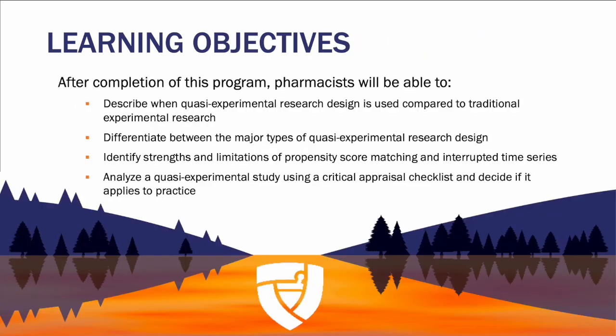The learning objectives for this presentation are to describe when quasi-experimental research design is used compared to traditional experimental research, to differentiate between the major types of quasi-experimental research design, identify strengths and limitations of propensity score matching and interrupted time series, and analyze a quasi-experimental study using a critical appraisal checklist and decide if it applies to practice.